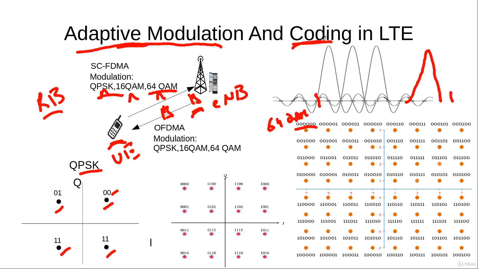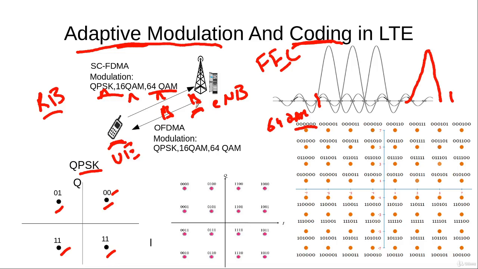Then the second thing is adaptive coding. Now forward error correction codes are used in the LTE for error correction at the receiver. And how is it done? It is done by adding some extra bits to the communication from the user equipment to the E node B, and these extra bits are used at the receiver to correct the errors. Now if the user equipment is away from the E node B, in that case we will use a strong forward error correction code. That means we are going to add more bits for error correction, so there will be less space for the actual data.